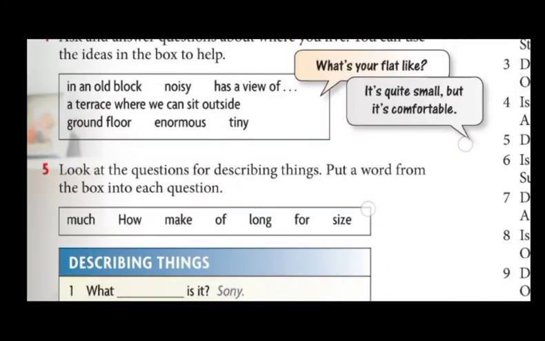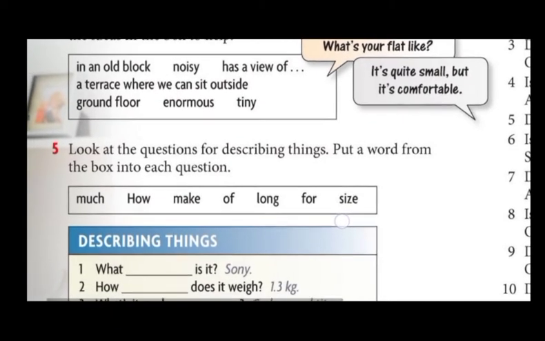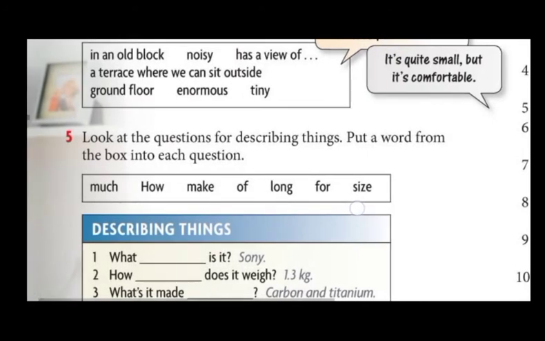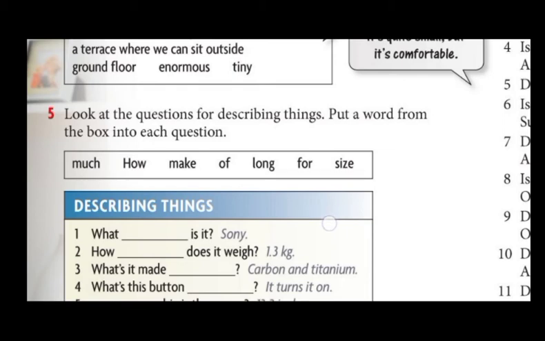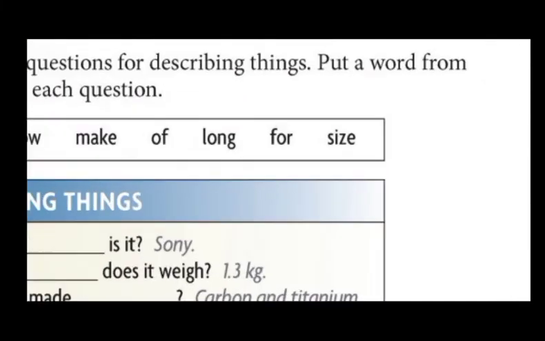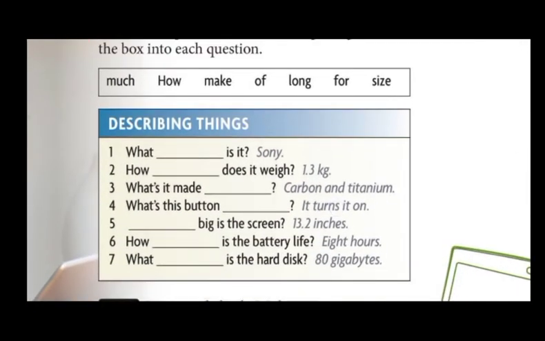So you can talk about your flat. Look at the questions for describing things. Put a word from the box into each question. Here we have how much, how often, what make, and so on. You can ask a question using this, what size, and so on. Describing things, here we have what make. What make is it? It's Sunny.